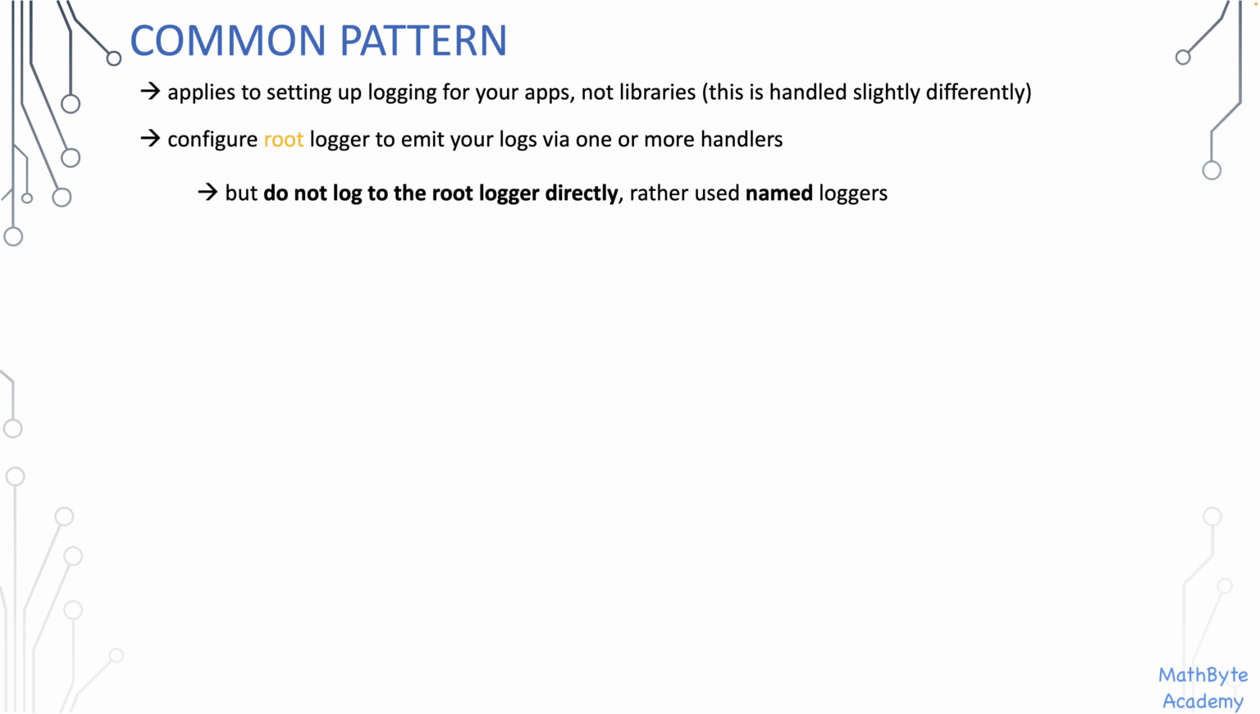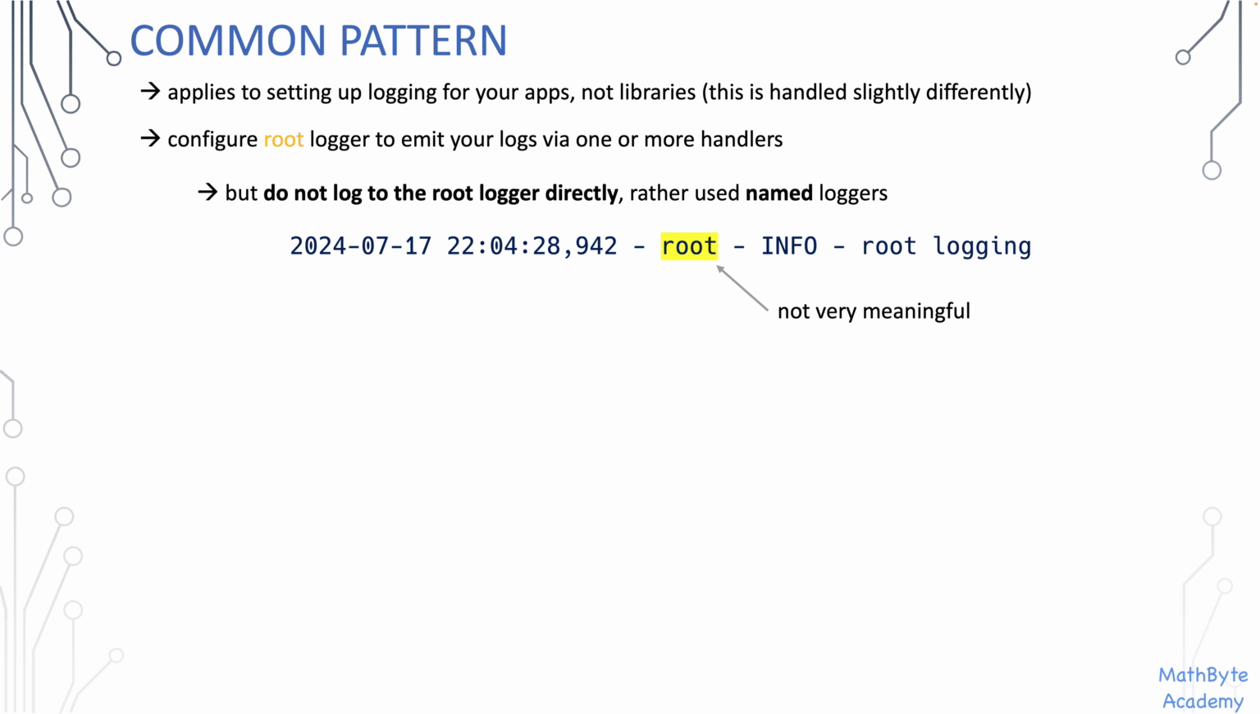But we do not log to the root logger directly. We use named loggers. That's best practice. If you log to the root logger, let's say that it's using this kind of formatting here with the name of the logger, well, you're going to see root in here. That's not very useful. That doesn't tell you where this log record actually came from. Was it in the main module? Where was it, right? So that's not very meaningful.